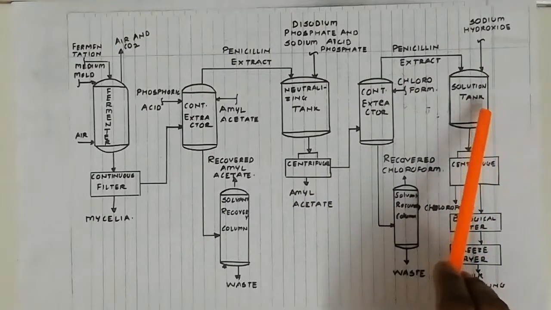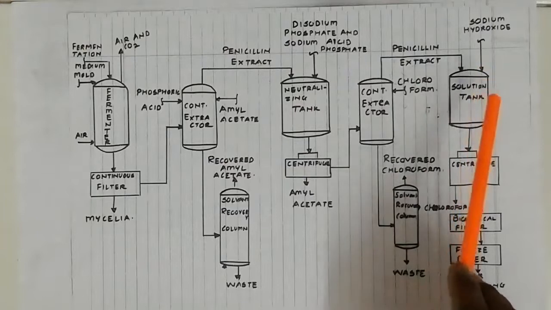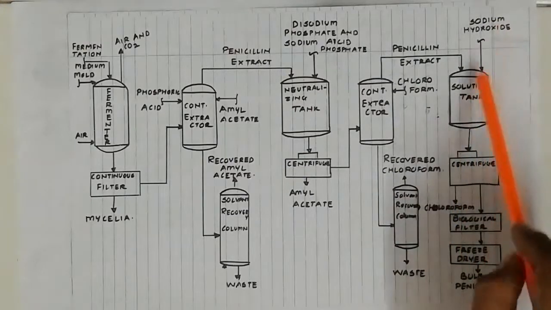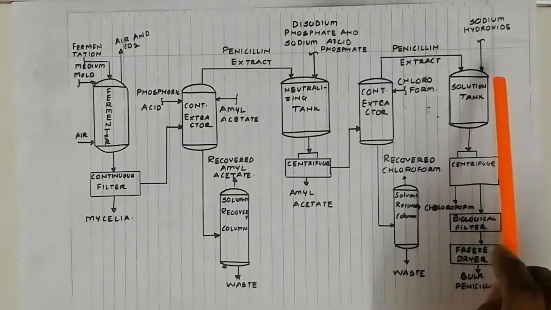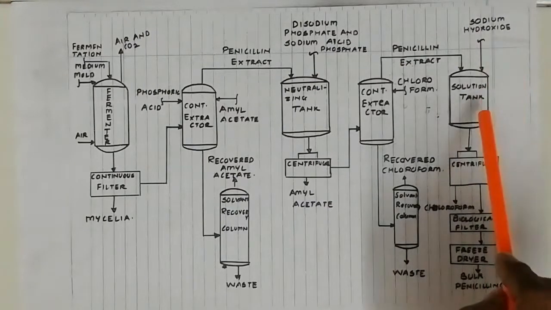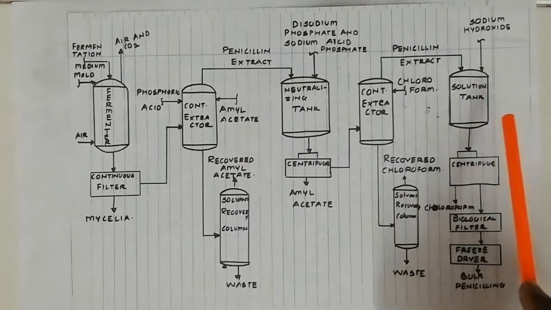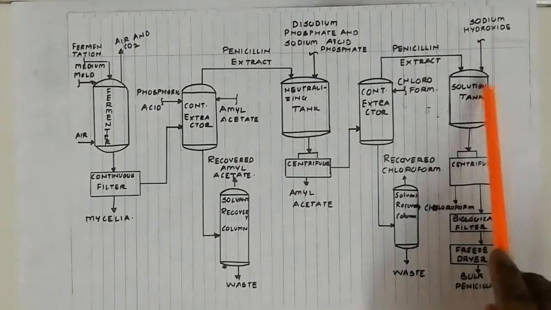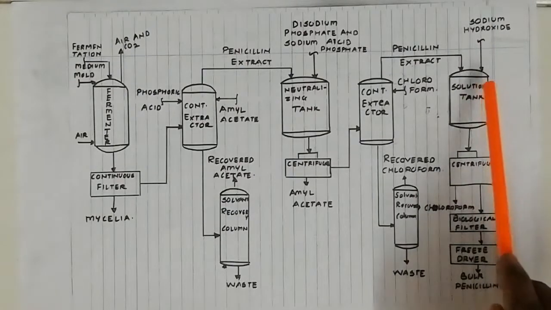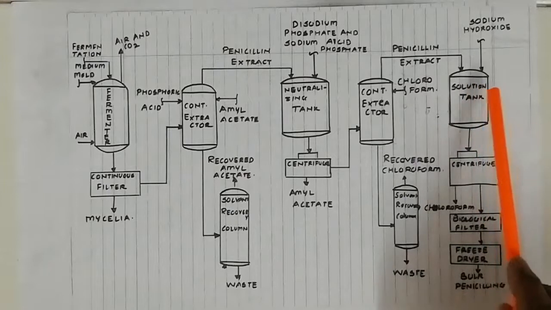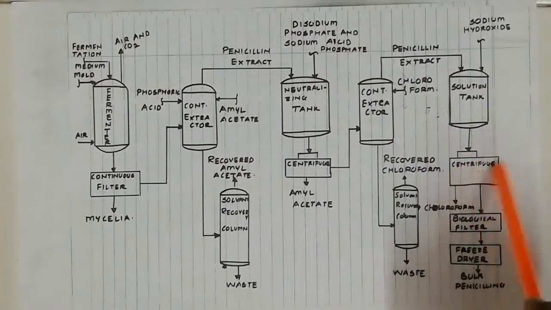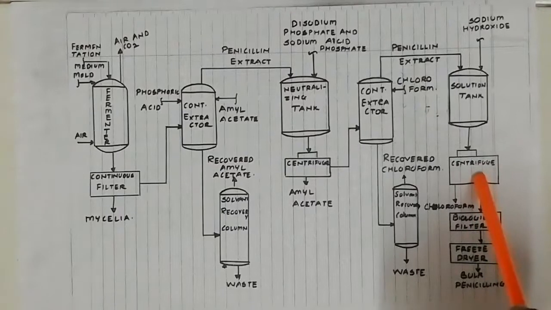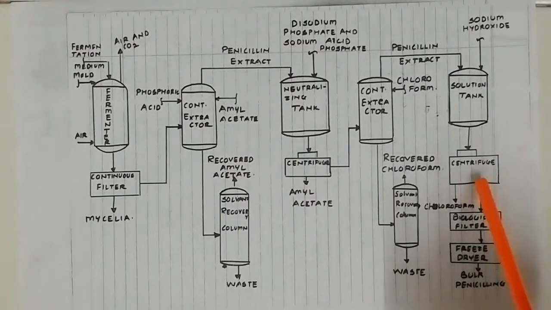In the solution tank, the second extraction is mixed with sodium hydroxide, or potassium hydroxide has also been used. So this has been added there. The sodium salt of the penicillin is readily dissolved in the water, and the separation of the liquids is accomplished by the supercentrifuge. So the separation of the liquid will be done over here in the supercentrifuge, and now the concentrated and purified water solution is blown into the biological filters over there.